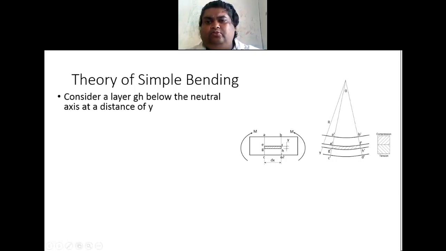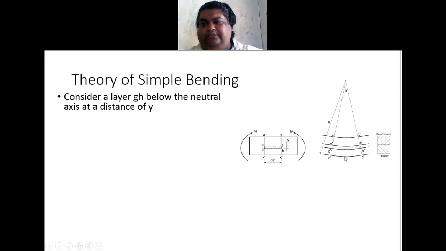Now in this small section of the beam ABCD, I have considered a small layer of thickness y just below the neutral axis. Here EF represents the neutral axis. If you observe in this diagram, which is slightly enlarged, the length AB is greater than A dash B dash, or A dash B dash is less than AB. The length CD is less than C dash D dash because it is getting elongated. This length is more than this length.